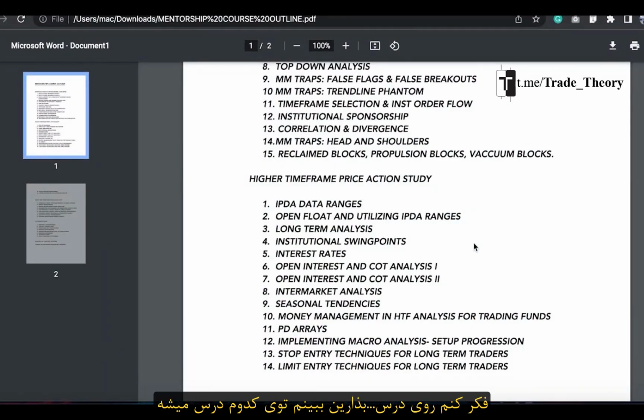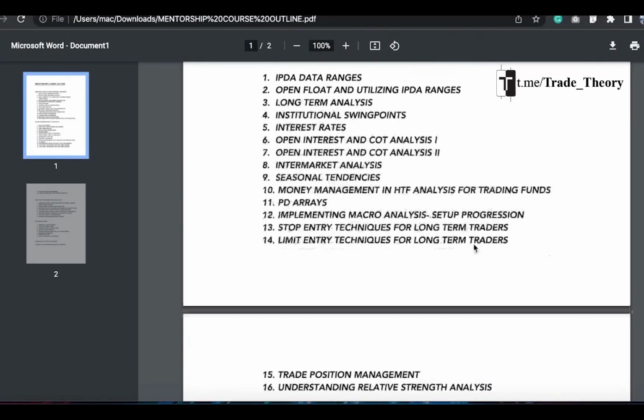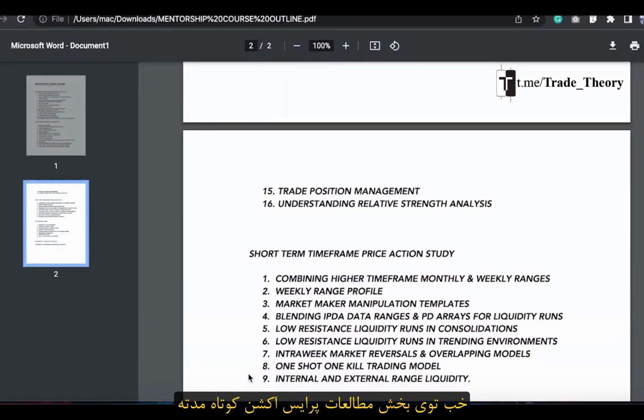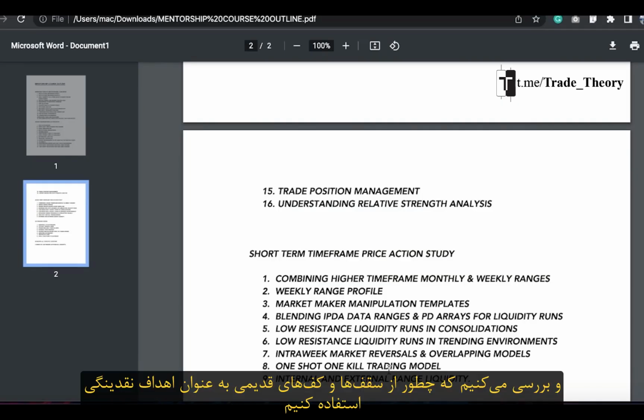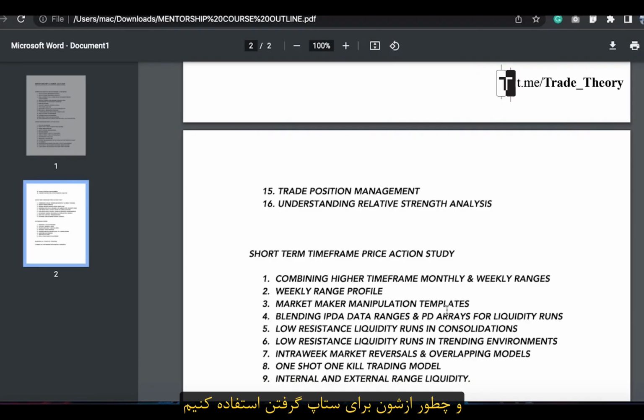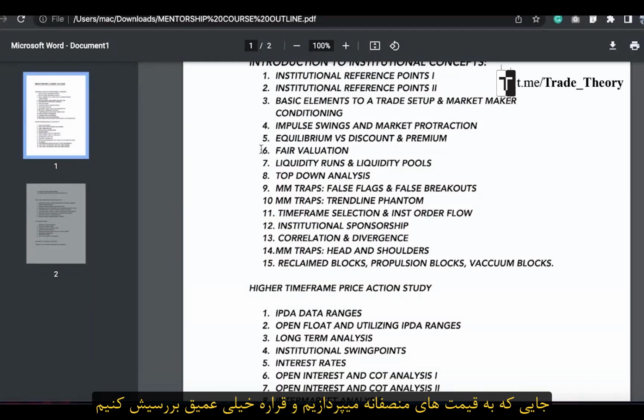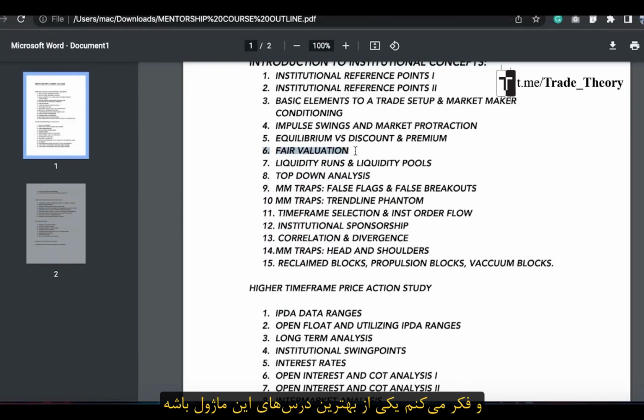I think that's on, let's see if I can find where it's at. Okay, that's going to be in the short-term time frame price action study, lesson 9. We're going to talk more on internal versus external liquidity, and we're going to go into examples using rejection blocks and old highs and old lows as liquidity targets, and how to use them to frame setups. Okay, but for inefficiencies, we're going to talk about them on lesson 6 of this module, where we go into fair valuation, and it's going to be an in-depth lesson. I think it's going to be one of your best lessons in this module.